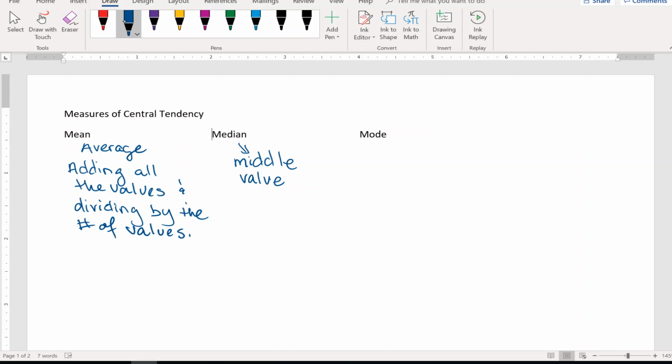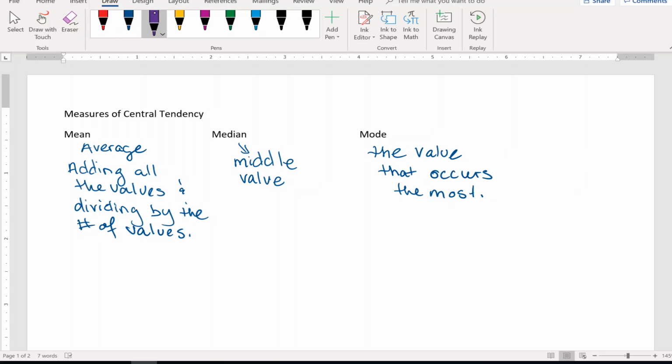The mode, this is the value that occurs the most. Let's look at an example of this.